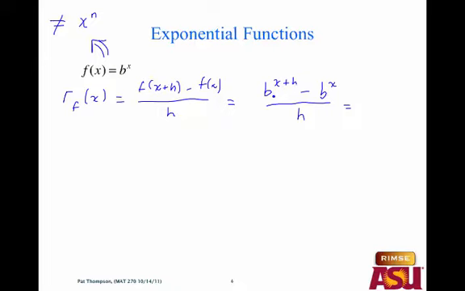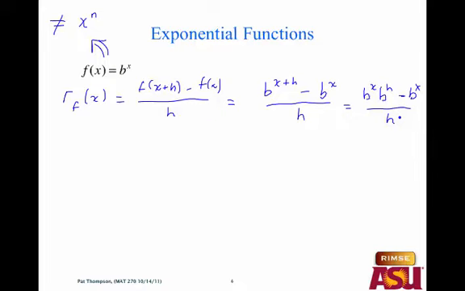That's like multiplying b together x plus h times, which would be like multiplying b together x times, and then another h times, right? Isn't that the same thing? So b to the x times b to the h, minus b to the x, over h. Are we good?